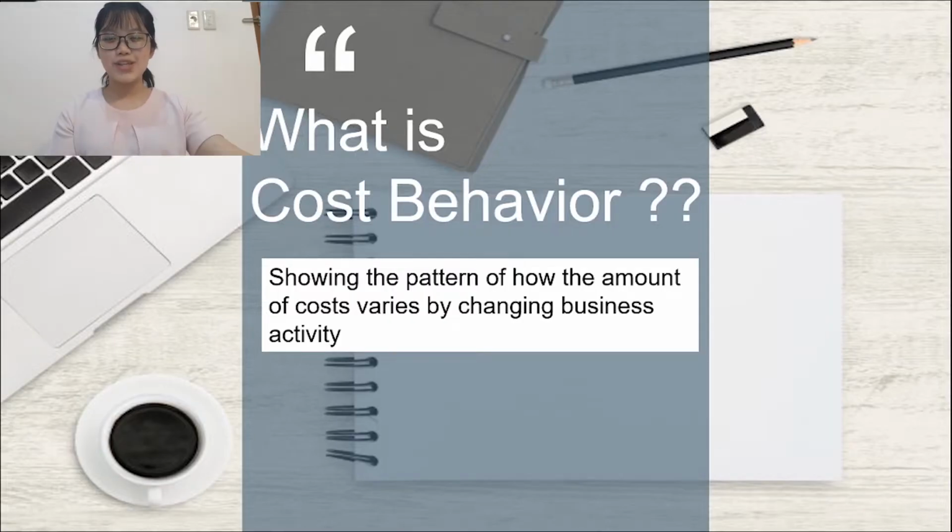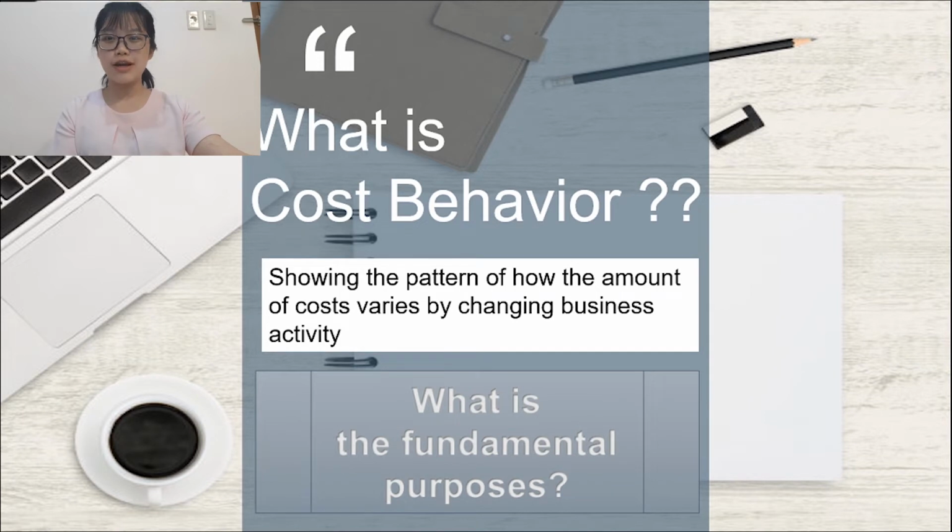Let's begin. So what is cost behavior? Cost behavior is showing the pattern of how the amount of cost varies or changes by changing the business activity. And what is the fundamental purpose to learn this cost behavior? Of course, by learning this, we will know how to control the cost, estimate the cost, and it is even useful in making decisions. One cost can be categorized as variable cost or fixed cost based on basis activity, where basis activity is often called cost driver.